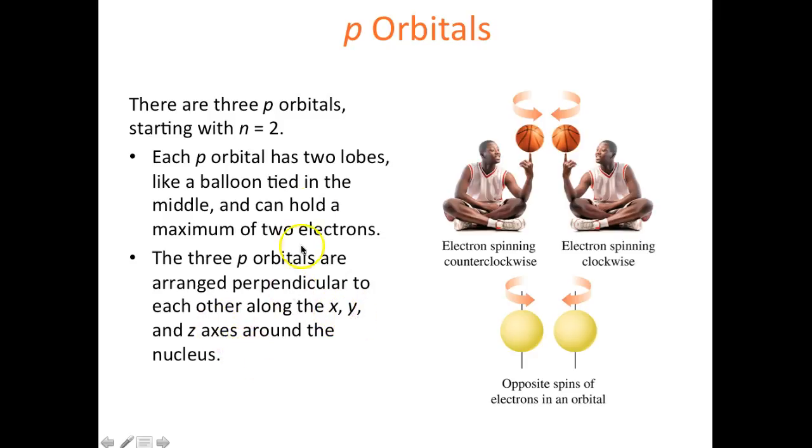Now, each p orbital can hold a maximum of 2 electrons. Remember, a single orbital can only hold 2 electrons, and those electrons will be aligned in opposite directions. So they have opposite spins, as you can see here in this picture. There will be one electron spinning clockwise and another spinning counterclockwise.